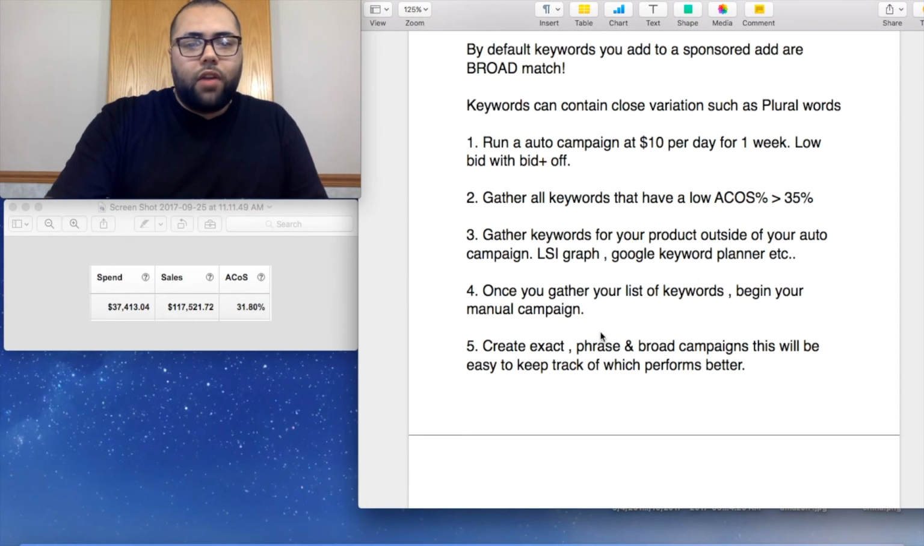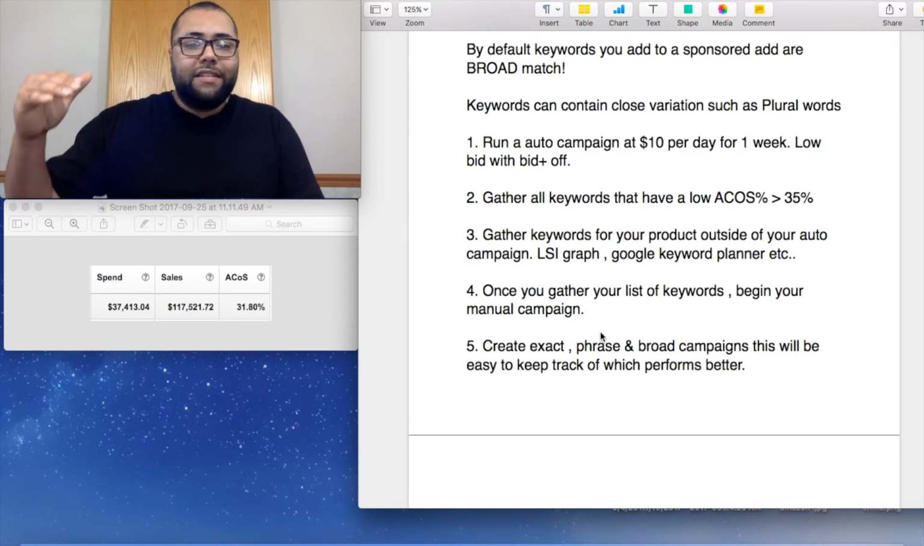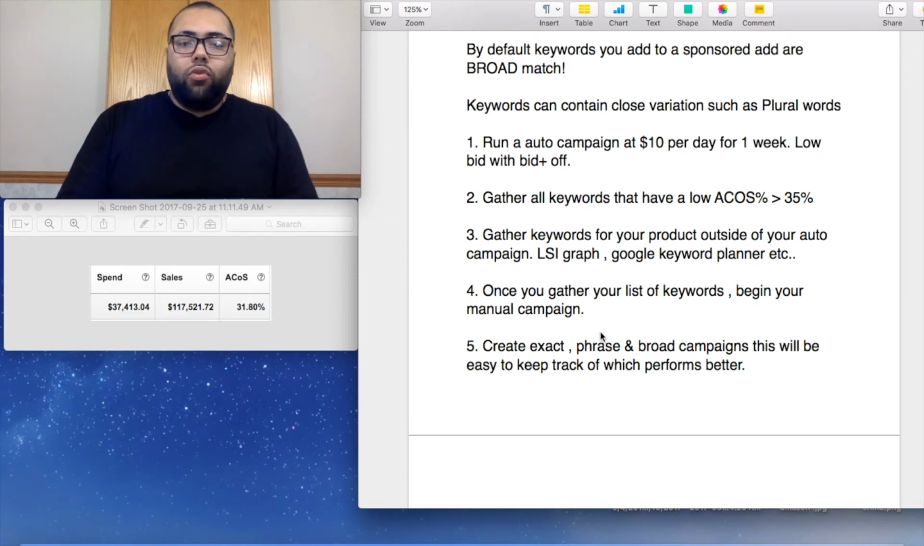You want to keep track of which one. It's easy to identify which one is performing better. And maybe your keyword's performing better at an exact than it is a broad. Now, don't eliminate it from the broad. Go down to 5 cents. So 0.05 or decimal 0.05.